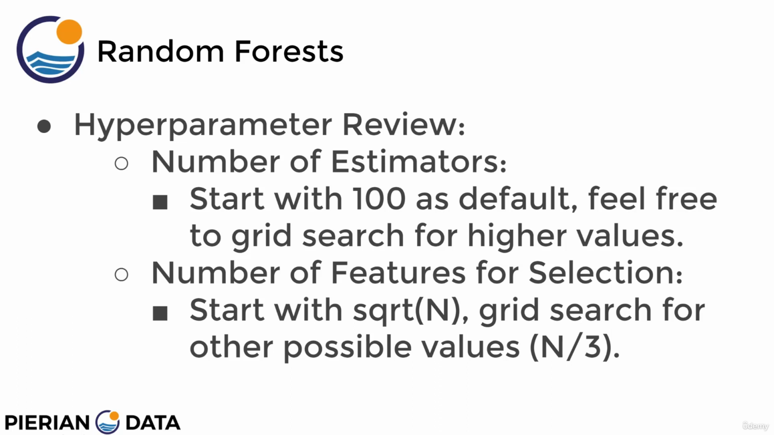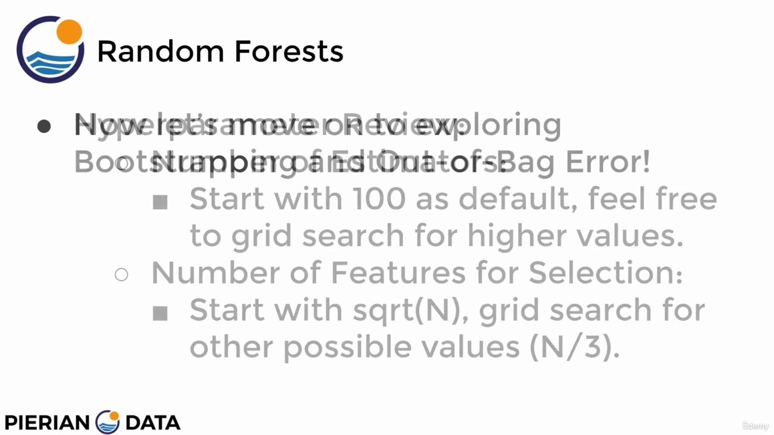Now, for number of features for selection, we should start with the default square root of n and do a grid search for other possible values. Maybe things like n divided by 3 in case you're doing a regression task, since that was empirically found to be slightly better performing than square root of n or log base 2 of n plus 1. Keep in mind, these are just suggested default starting points. You will have to do a grid search for your own datasets.